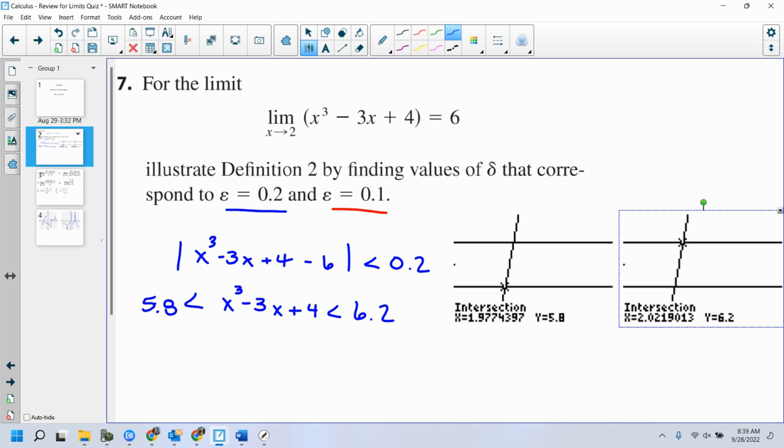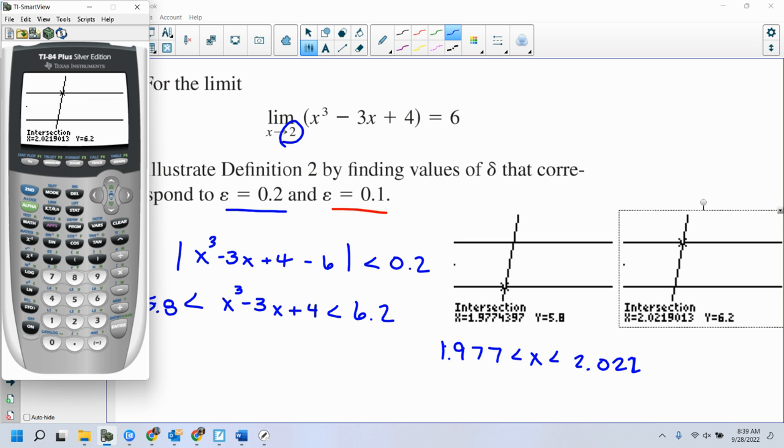1.97 and 2.02. Let's actually round to the nearest 1,000, because they're so close. Let's go 3 decimal places in. 1.977 and 2.022. Now, what's going to be closer, the 1.977 or the 2.022? Well, just take it away from 2, because that's what we're aiming for. Take it away from 2. So 2 minus 1.977 is 0.023 away.